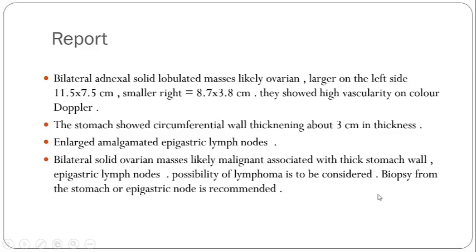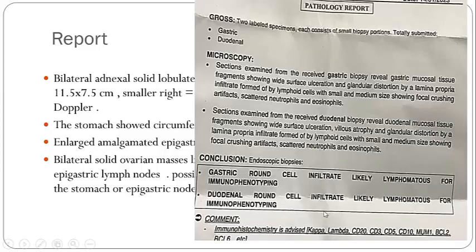And you must give a recommendation in your report. Biopsy from the stomach or epigastric node is recommended, and that was the biopsy: gastric round cell infiltrate, lymphomatous on immunophenotyping, affecting the gastric and the duodenal, so this is a lymphoma. Unfortunately, the patient aborted thereafter, and they managed the case accordingly.